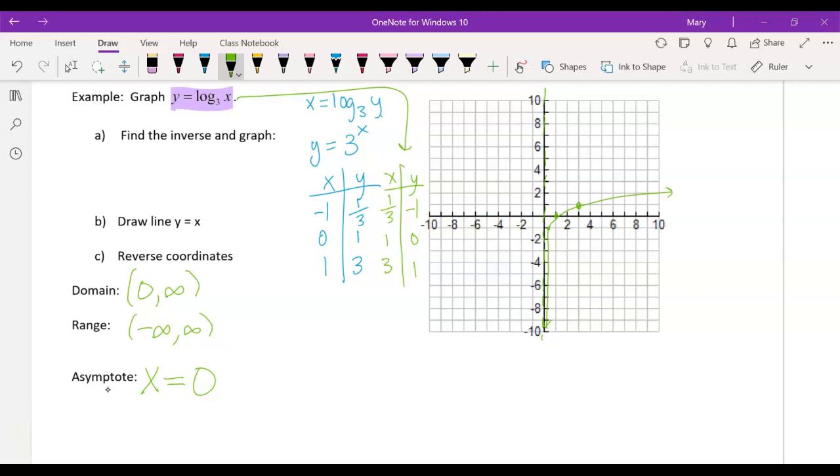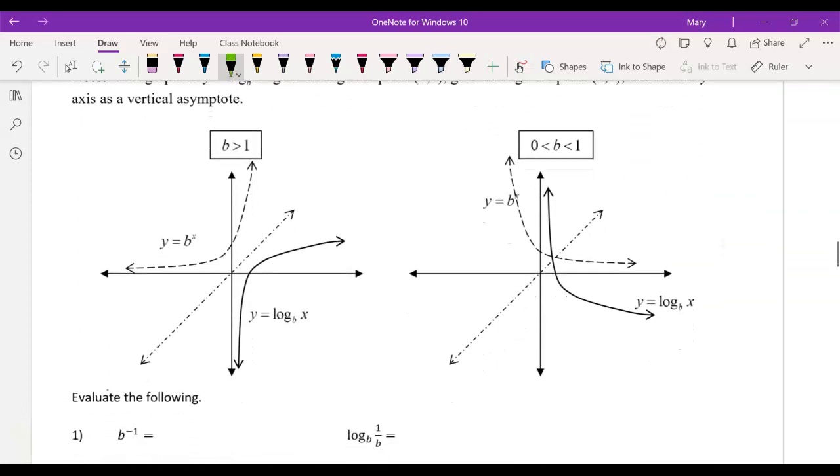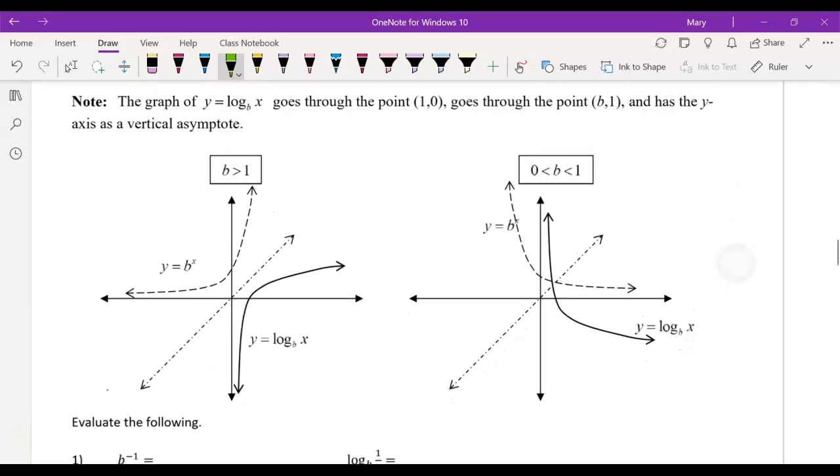So there is another way to graph logarithms using what you know with exponentials. Now, we'll get to that in just a second. I did want to show you a picture of what logarithms could look like. So if you had something that was exponential growth, if you imagine flipping that over the line y = x, your graph of that corresponding logarithm would look like this.